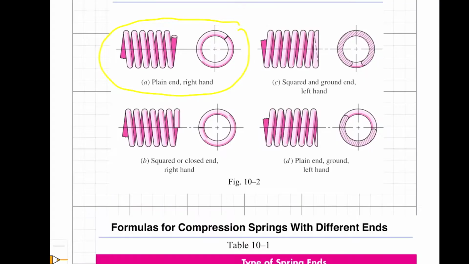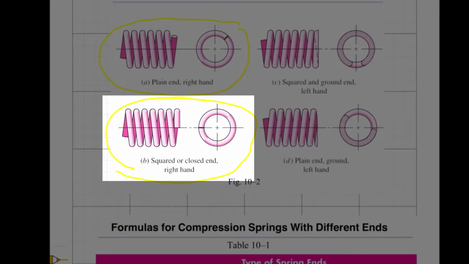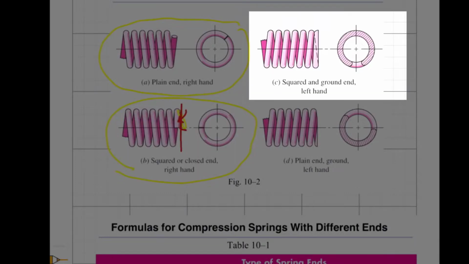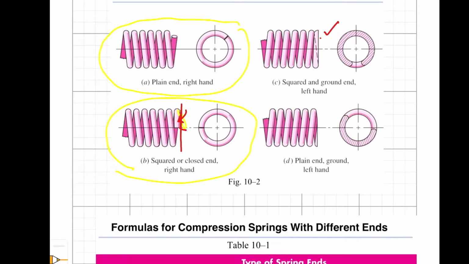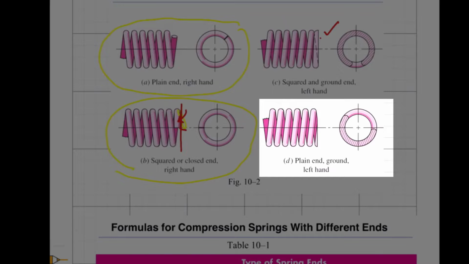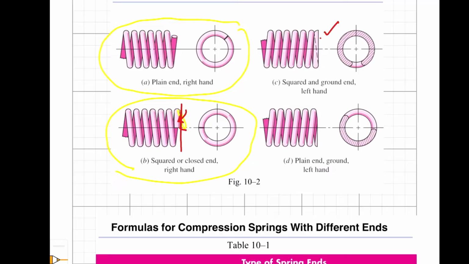Nothing has been done to the ends of the spring. This in the lower left is where the last portion of the coil has been rotated, turned down so that it is flat. It is tangent to a plane that is perpendicular to the axis of the coil. We can also then grind that turned end flat. So when we turn the end flat, it's called squared. And in the upper right-hand corner, we see a ground squared flat end. And in the lower right-hand corner, we see a plane end that is simply ground flat. So it wasn't turned, it was simply ground flat.